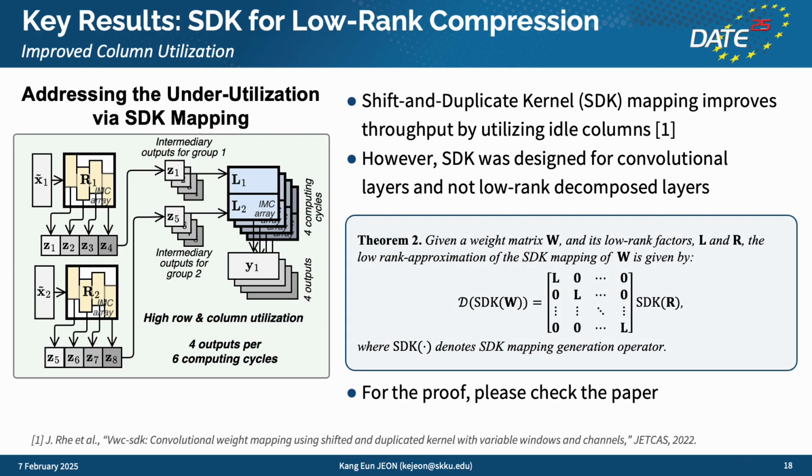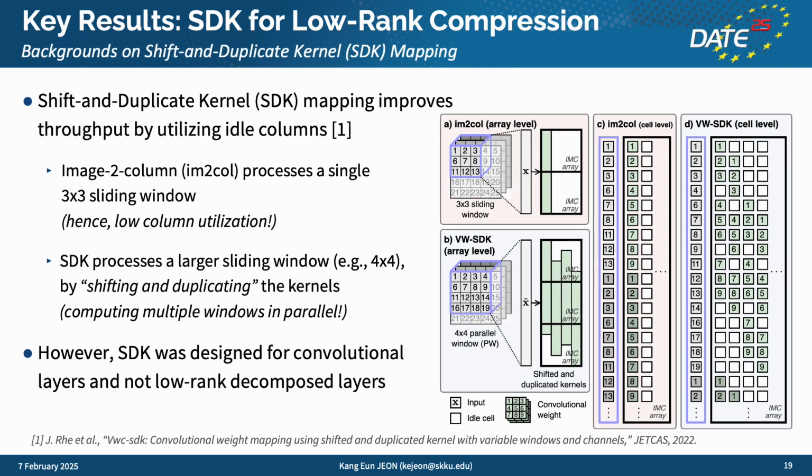Now let's move on to the second technique, shift and duplicate kernel mapping for low-rank compression, or SDK mapping for low-rank compression. But wait, what is SDK mapping? SDK is a mapping technique which improves throughput by utilizing idle columns to process additional sliding windows. As shown in the figure on the right, image to column, or im2col, mapping processes a single 3x3 sliding window, and this often results in low column utilization, especially if the number of output channels is few.